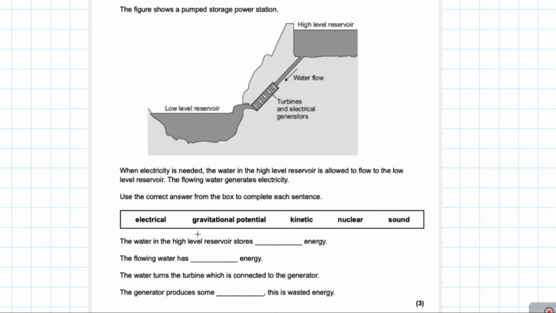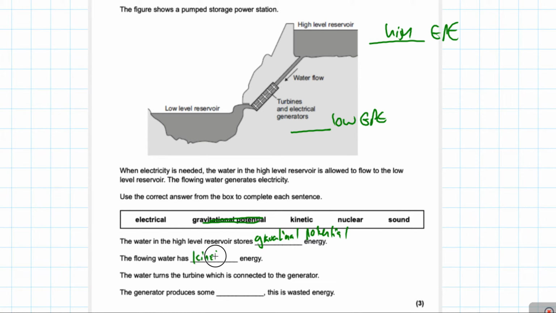So if we look at our words that were given here, the water in the high level reservoir stores... So when you've got something that's high and then goes to low, it will have a high GPE, well, relative to this one, this will have a lower GPE, gravitational potential energy. So the first one that we have is gravitational potential energy. The flowing water has, in this case, anything that's moving, movement energy, is kinetic. So we say flowing water has kinetic energy.